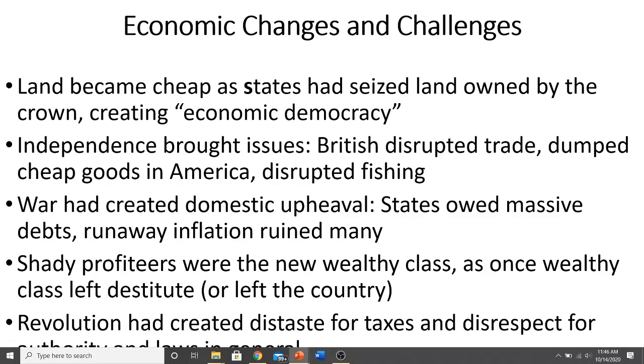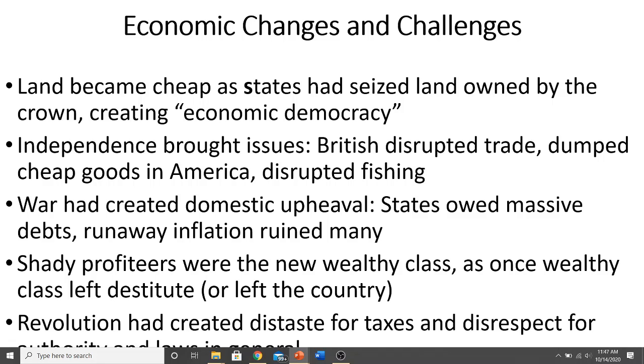Independence, however, brought many issues to America. We'll talk more about Britain in a little bit, but Britain did not treat us very nicely in our first several years of existence. They intentionally disrupted our trade and dumped cheap goods in America. Remember, we had those non-importation agreements, which stopped them from being able to sell to America. And they also disrupted the fishing that they had promised in the Treaty of Paris. So they made life hard on Americans.